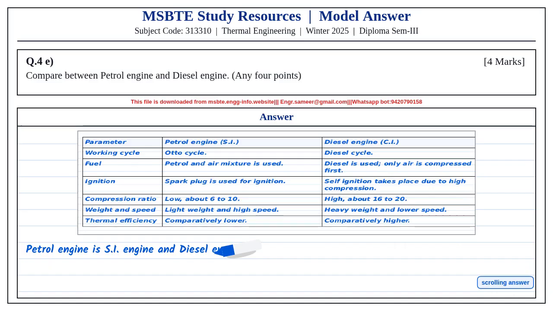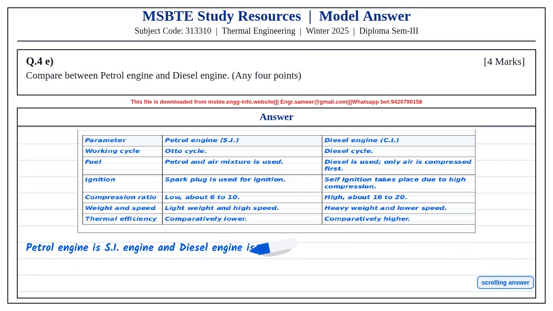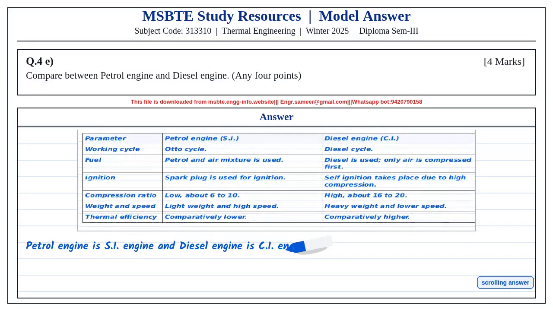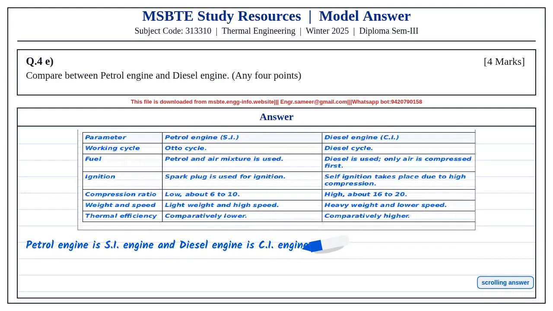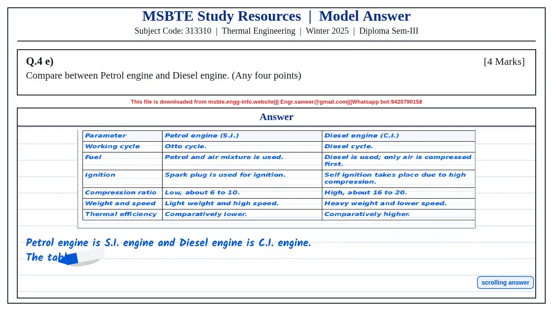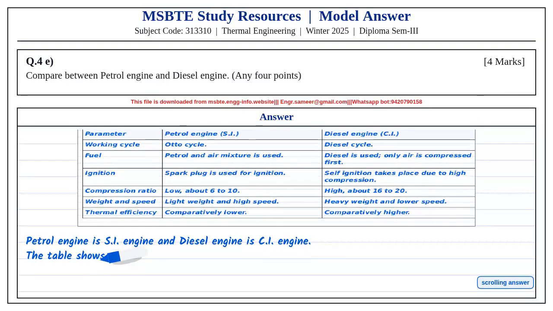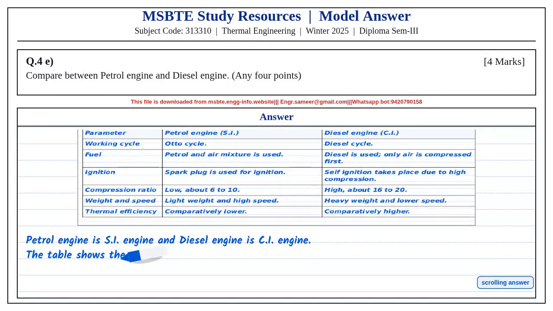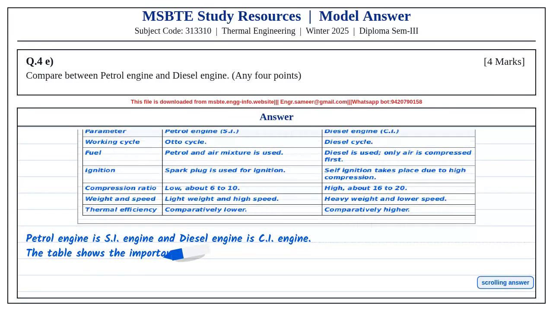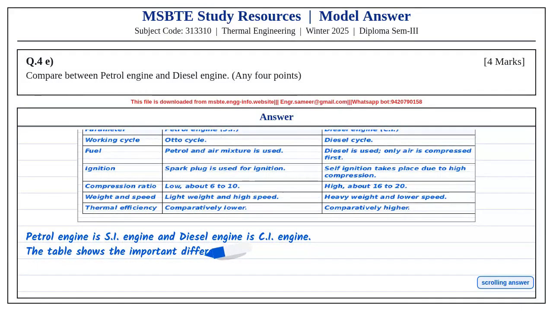Petrol engine is spark ignition engine and diesel engine is compression ignition engine. Petrol engine works on Otto cycle, while diesel engine works on diesel cycle. Petrol and air mixture is used in petrol engine, while in diesel engine only air is compressed first. Petrol engine uses spark plug, while diesel engine uses self-ignition due to high compression. Petrol engine compression ratio is low, while diesel engine compression ratio is high.